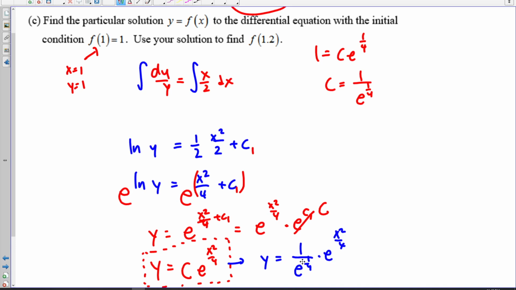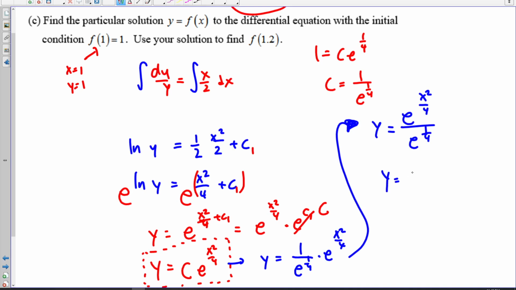Now, this is kind of ugly, so I can simplify that, okay? This is really the same as y equals e to the x squared over 4 divided by e to the 1 over 4. And since the bases are the same, I can subtract the exponents, right? So what I get is y is equal to e to the x squared over 4 minus 1/4. And that's pretty much as simple as I would like to make it. All right, so there's my y equals.